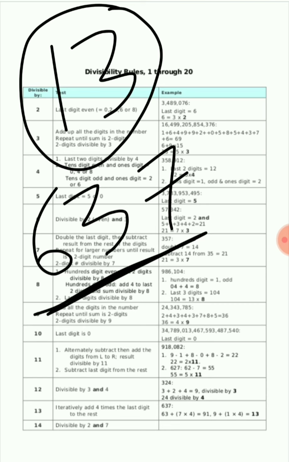How do we understand? The operation is we just add 4 times the last digit to the remaining number. That is, what is the remaining number? The remaining number is 63. The last digit is 7. We add 4 times the last digit to the remaining number.